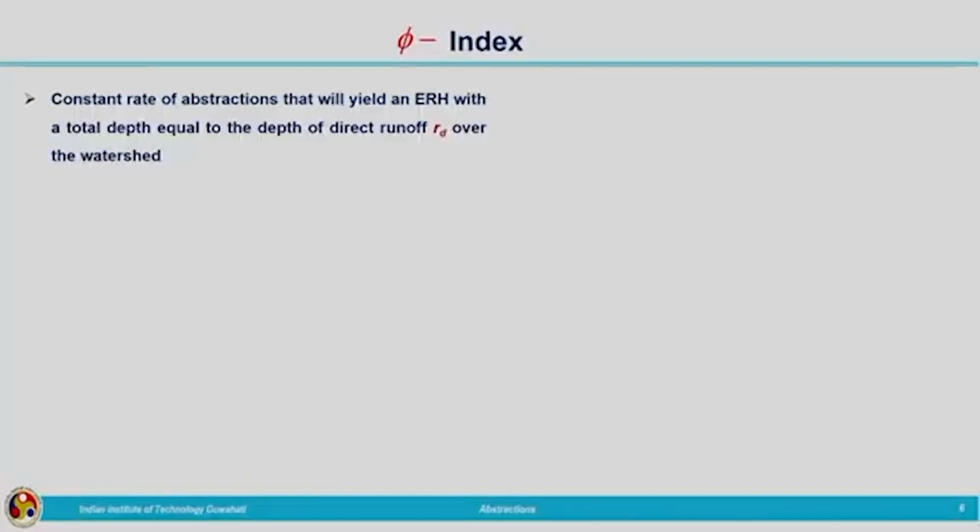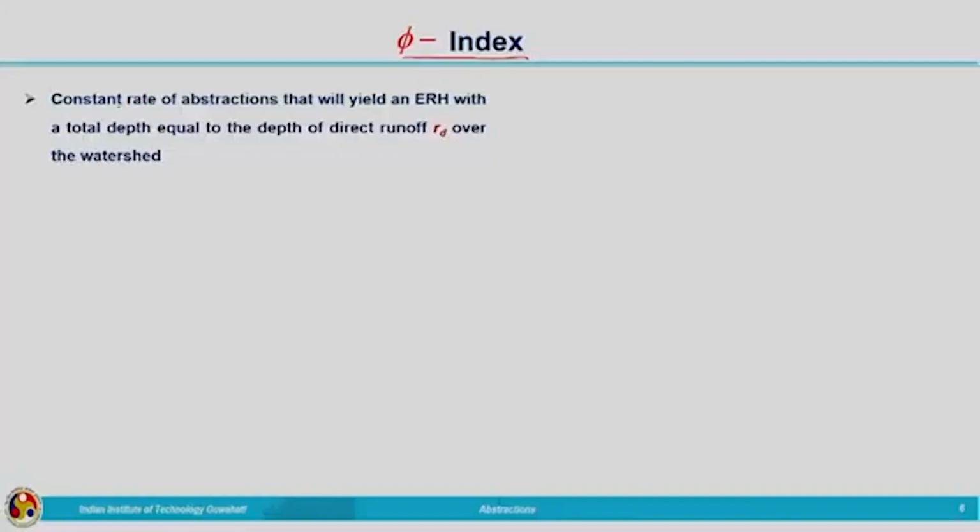So, the first one is the phi index. Phi index is a certain value corresponding to a constant rate of abstraction. So, this index will represent the abstractions which are taking place in a catchment, that we will be deducting from the total rainfall, and the values which we get after deducting will represent the effective rainfall hydrograph.